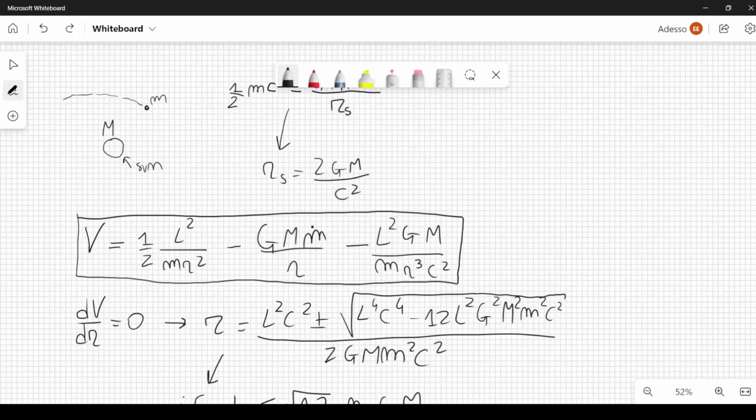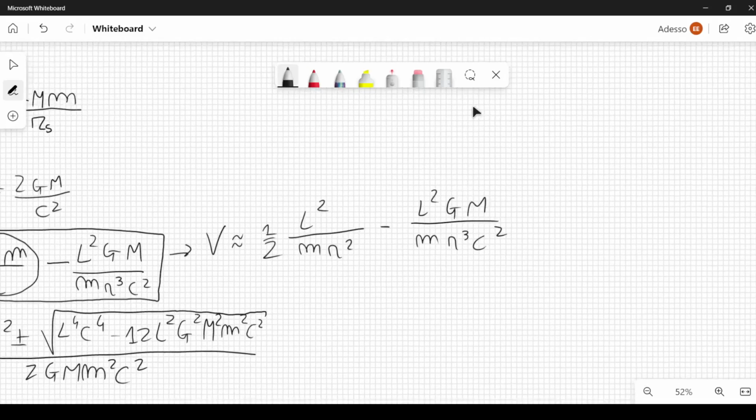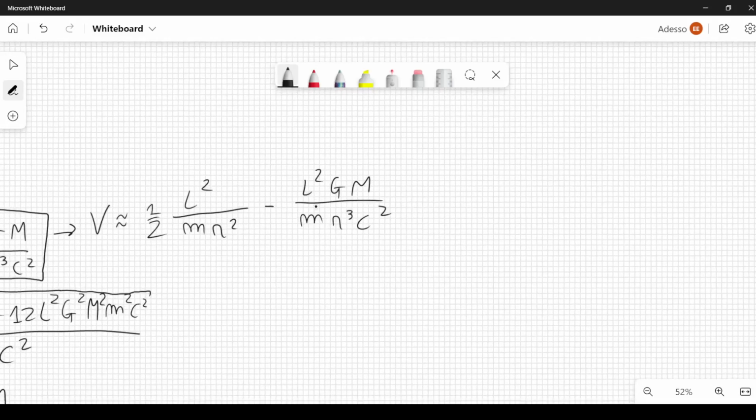If the mass m is very small, this term here can be neglected. It means that the potential energy will be approximately equal to 1/2 L squared divided by m r squared, and then we have minus L squared G M divided by m r cubed c squared. We will let m go to 0, so we are already thinking that m is a small value. Of course, in this case we have to make sense of this expression, because when we divide by something very small, we might get something very large. We cannot really divide by 0.